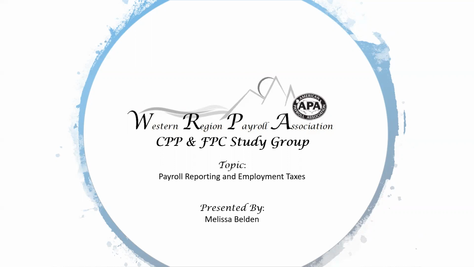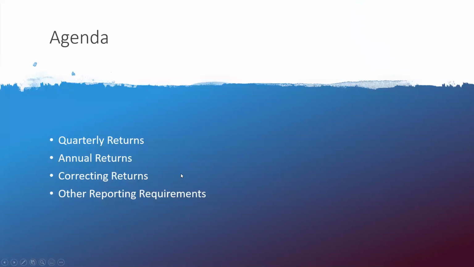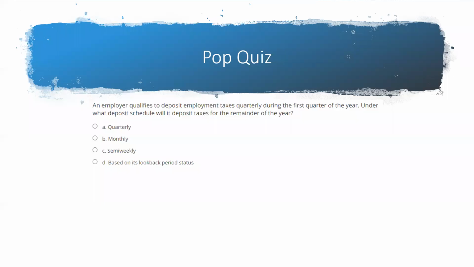All right, so we're going to talk exciting things today, like payroll reporting and employment taxes. We'll get as far as we can get and go from there. So we're going to talk about quarterly returns, annual returns, correcting returns if there's a mistake, and then some other reporting requirements. So we'll probably get through the 941 or close to it today, and then we'll pick up tomorrow.